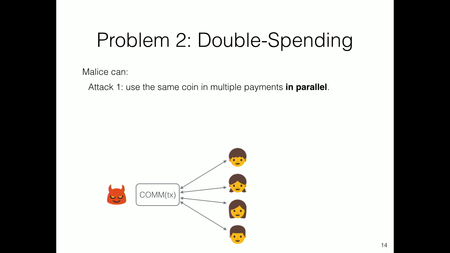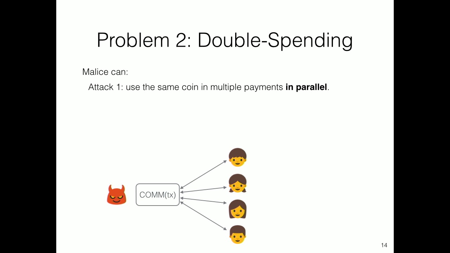OK, so we solved this linkability issue. But how can Alice double spend? So what she can do, the first attack she can participate in, is use the same coin with multiple merchants at the same time.